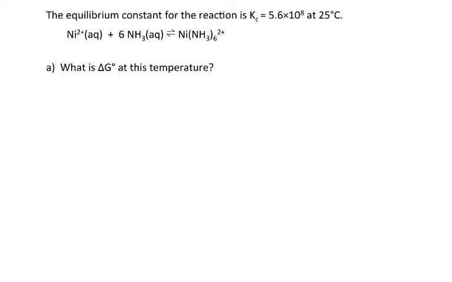In this video, we're going to look at the connection between free energy and equilibrium. So, in the first part of the problem, we're told that the equilibrium constant for this reaction is 5.6 times 10 to the 8th. And we want to know what is delta G naught at this temperature. So the relationship between equilibrium constants and delta G naughts is the following.